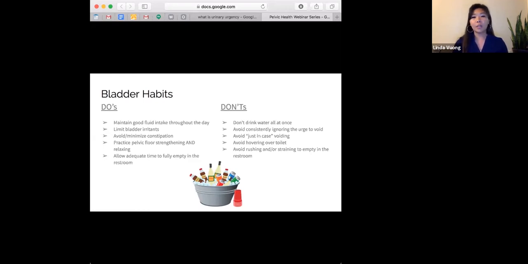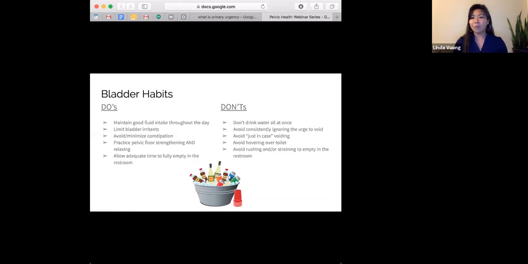I don't think we hear the last word enough. We always hear about, do your Kegels, get strong, that's how you don't leak or whatever it is. However, we also need to learn what we call in clinic reverse Kegels, because if you don't know how to let go, then we also have a problem. And then allowing adequate time to fully empty in the restroom. This is a fun one. I think it relates to all of our postpartum moms, all of our working moms, anybody and everybody that's in a rush.